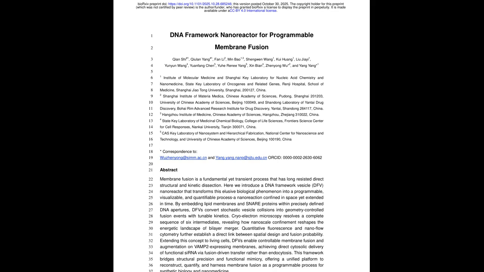Welcome to this technical summary on DNA framework nanoreactors for programmable membrane fusion and their applications. This presentation will cover design, structural studies, dynamic fusion analysis, single vesicle quantification, and cell delivery experiments from a recent scientific paper. The question addressed by this paper is how to create a programmable, modular system to study and control membrane fusion events at high structural resolution and with tunable parameters.